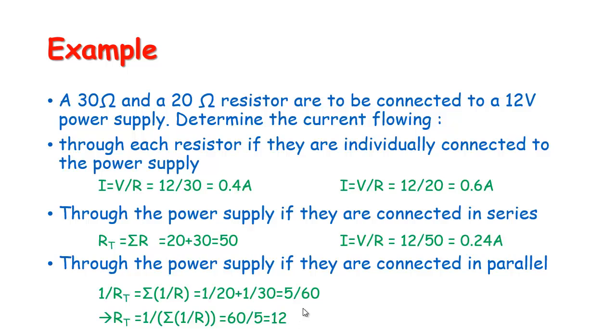Now that we've got our total resistance, we can calculate the current. So it's going to be 12 over 12, 1 amp of current is going to flow through the power supply, and then that will get split up through the pathways.